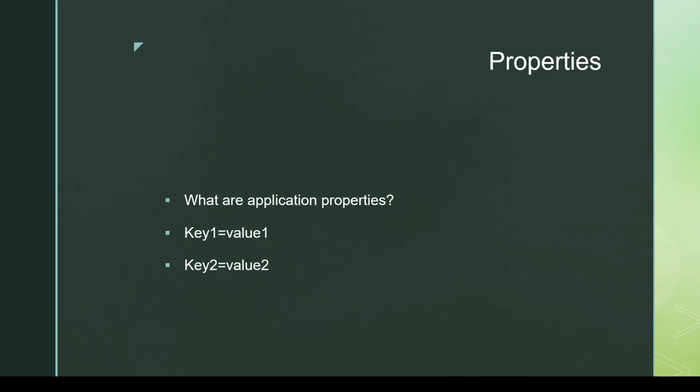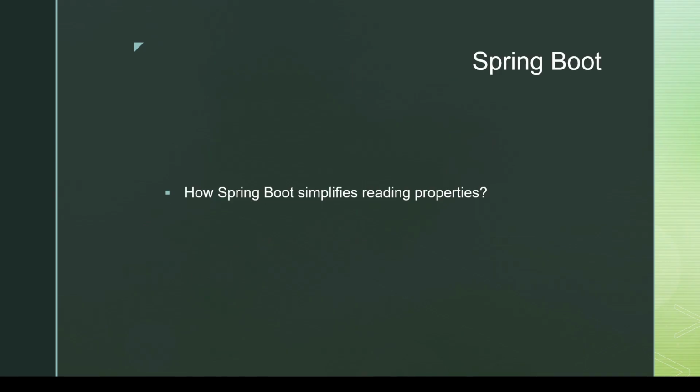Let's move on. Now that we understand the application properties, let's talk about how Spring Boot simplifies reading properties. If we are providing some properties, how can we efficiently read the properties without much hassle? Same as many other things, Spring Boot simplifies reading the properties. The simplest way to read a property is using the @Value annotation. We'll see a demo of this one, but right now let's focus on different ways that Spring Boot provides to work with properties.